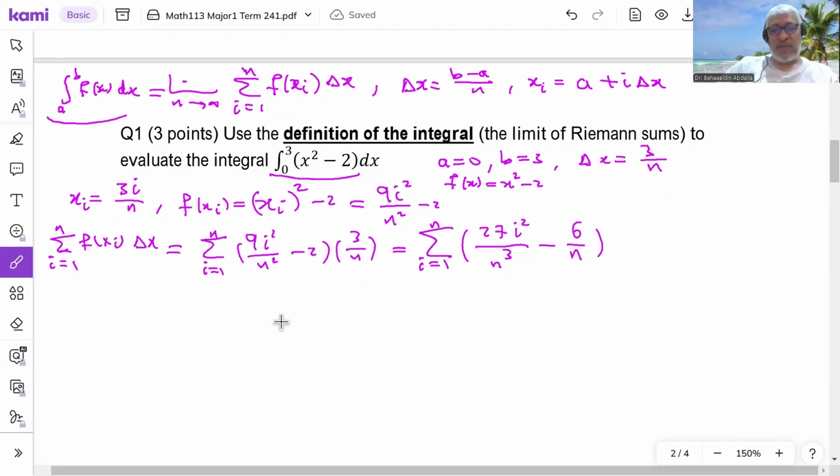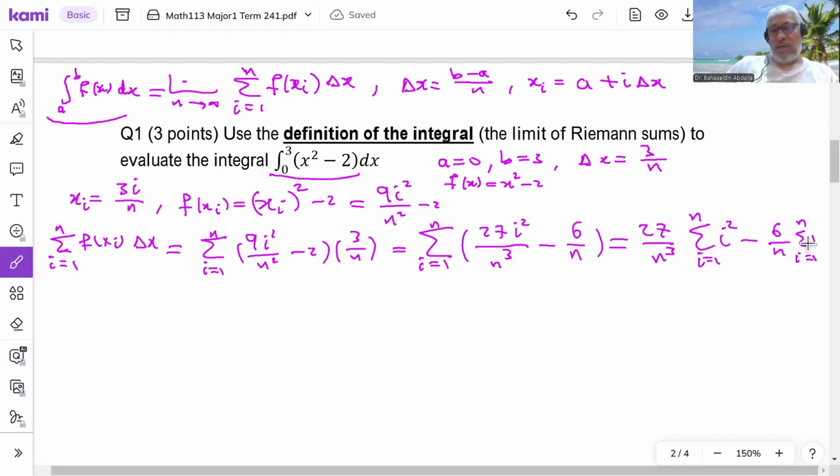Now we have some properties for the summation. I can take the constants out of the summation, and I can distribute the summation when I have plus or minus. So 27 over n cubed, this is constant because it has no i. i here is the variable. So take 27 over n cubed outside, and then I'll have summation i squared from 1 to n. And 6 over n is constant, so I can take it out, 6 over n, and I'll have summation 1 from 1 to n.